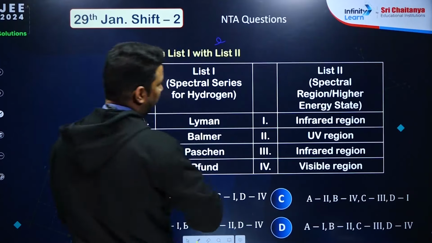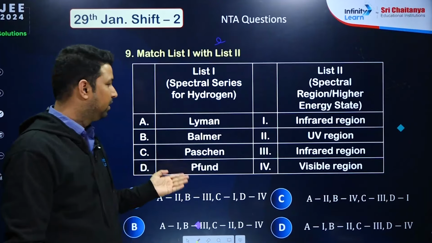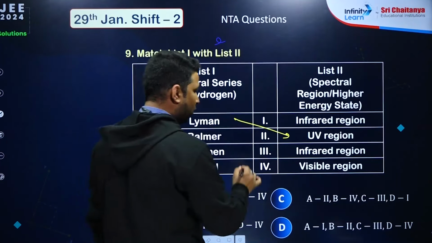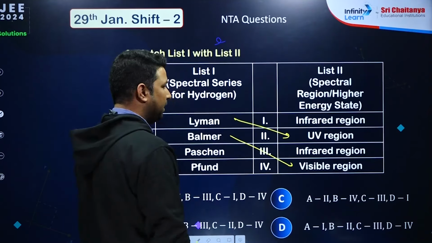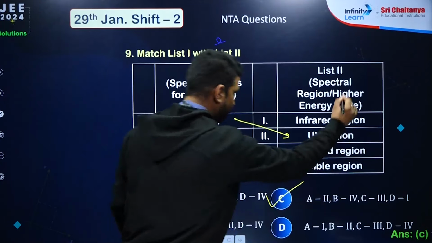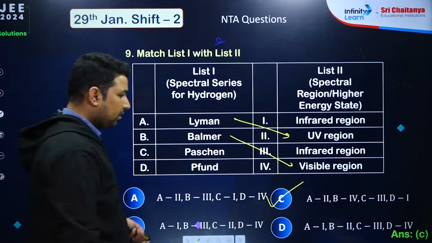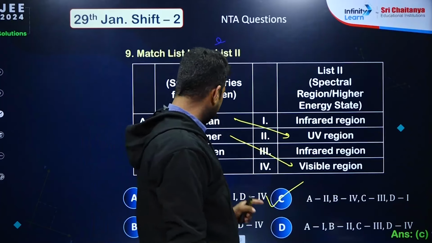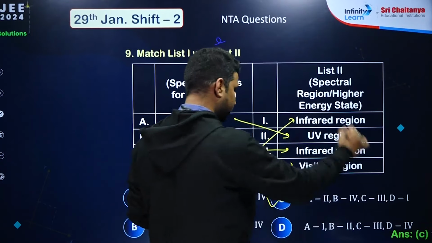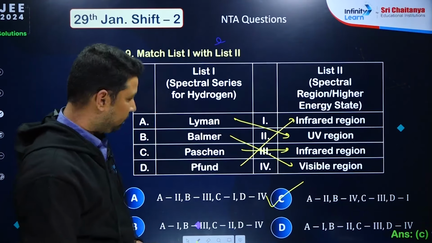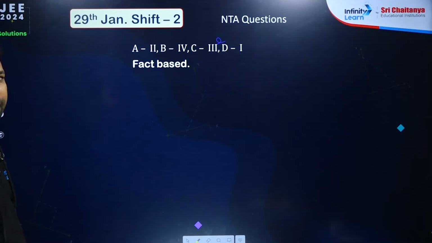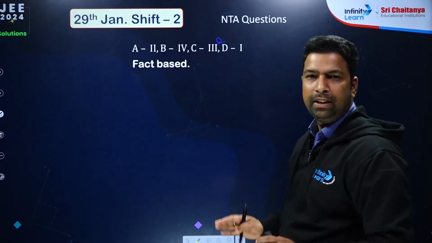Now, simple question. Lyman, Balmer, Paschen, Pfund. Lyman is always ultraviolet, Balmer is always visible range, and Paschen is infrared. So which option will be true? C option will be true. Remaining are: first has second, second has fourth, C has third, and D has fourth, D has first. Correct, so this will be your answer. It is simply memory based, fact based. This question was very easy.